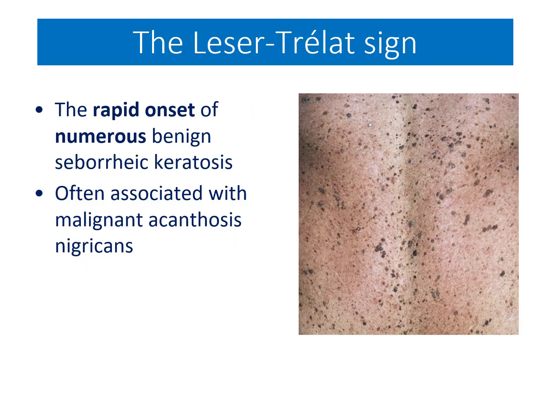Sometimes also associated is what we call the Leser-Trélat sign. Leser-Trélat is the sudden eruption of numerous benign seborrheic keratoses. Seborrheic keratoses we normally see in adults and older people. They're benign brownish lesions, and most people will develop some. But if someone suddenly develops an eruption of seborrheic keratoses, and the patient has acanthosis nigricans, etc., then of course we have to look for an underlying malignancy. And as I mentioned, it's most commonly an adenocarcinoma of the stomach.